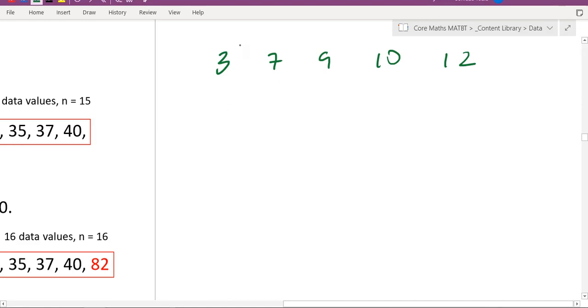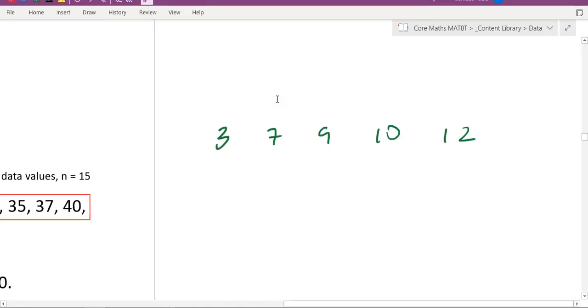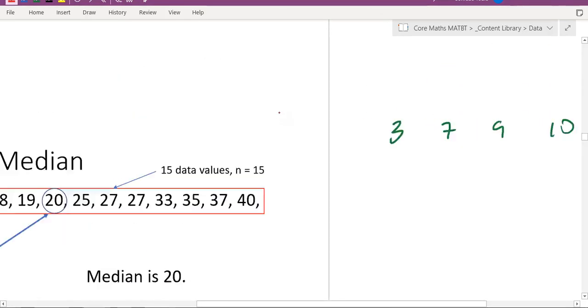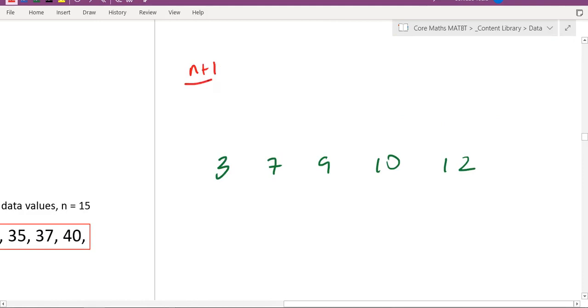Because it's odd, there's a couple of ways of doing this. You can be a noob and just cancel out the numbers as you go: that and that, oh, there's my middle number, easy. Or you can use the formula that they've given you, which is n plus 1 divided by 2. It gives you the position of the median. So in this case, 5 numbers, plus 1, divided by 2 equals 3, so the third number, 1, 2, 3, is your median.